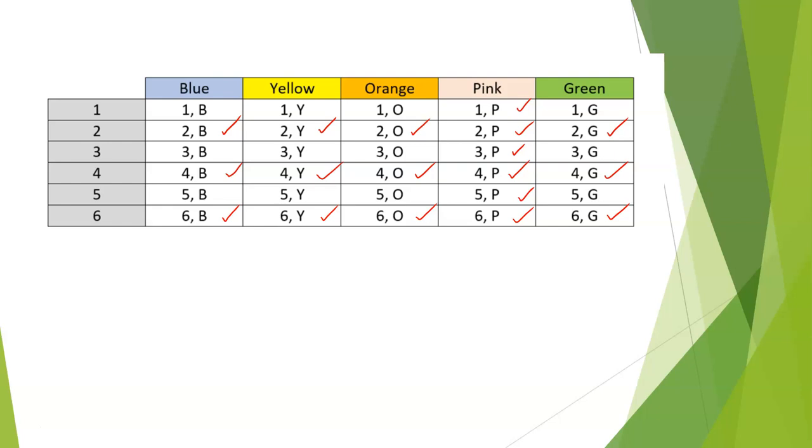So my probability of getting an even number on the die or a pink on the spinner will be equal to 18 out of 30. And I can simplify that down: 6 goes into 18 and 6 goes into 30, so it's going to be 3 out of 5. So here is my probability of getting an even number on the die or a pink on the spinner.